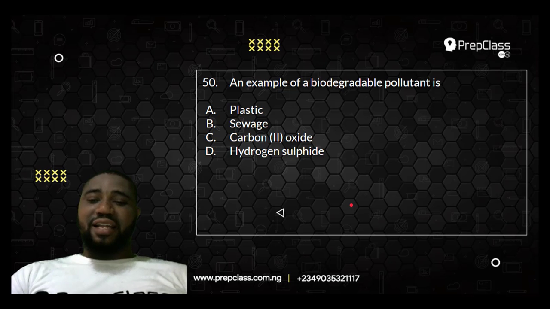Question number 50 and the last. An example of a biodegradable pollutant is: A, plastic; B, sewage; C, carbon dioxide; D, carbon and hydrogen sulfide. You can see that of all the substances listed here, sewage is an organic substance. Sewage is an organic substance because it's from our body. So since sewage is from a living entity, it is biodegradable. So without even looking at it, the answer is sewage.